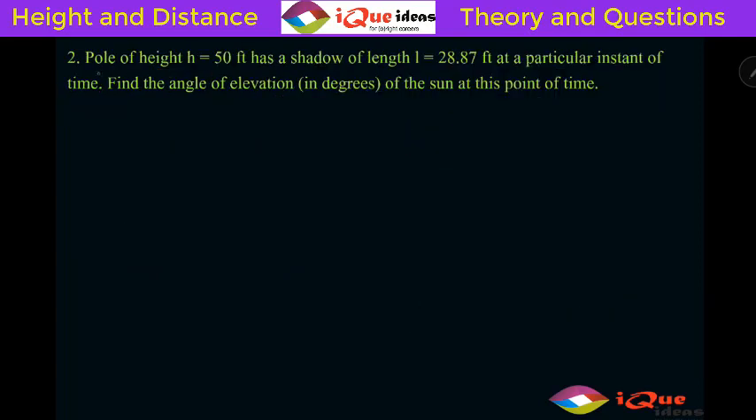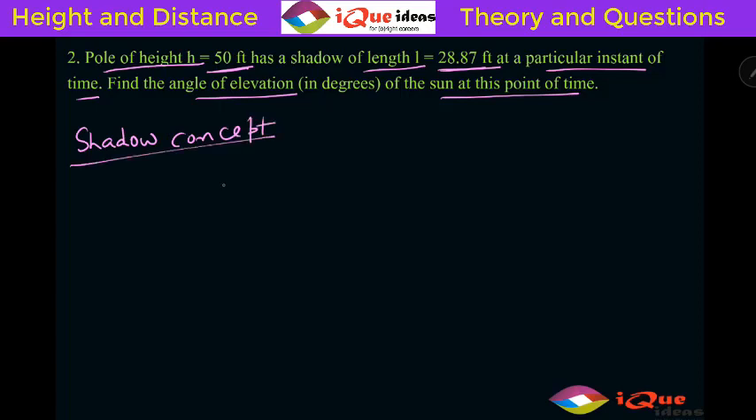Now this question says a pole of height h equal to 50 feet has a shadow of length L equal to 28.87 feet at a particular instant of time. Find the angle of elevation in degrees of the sun at this point in time. Now this is one very important concept. Let me name this the shadow concept.